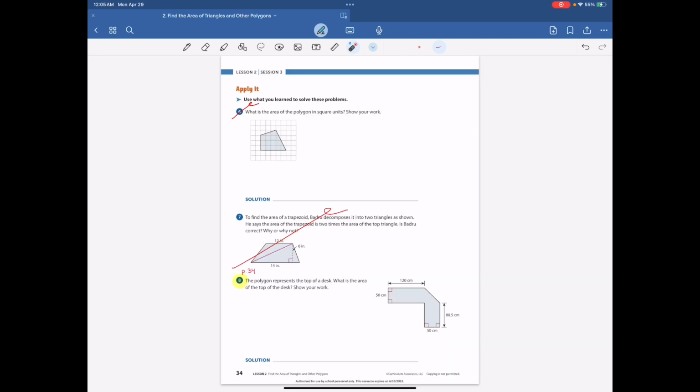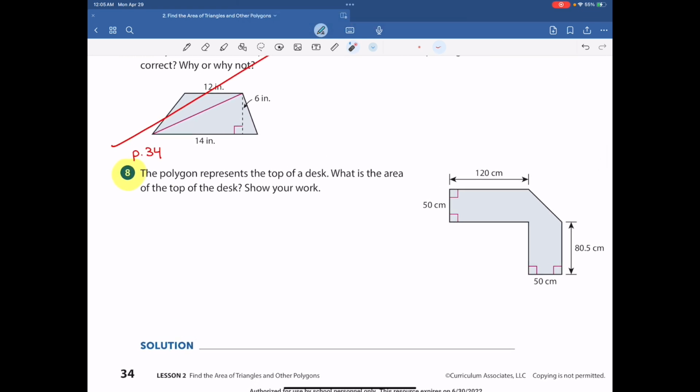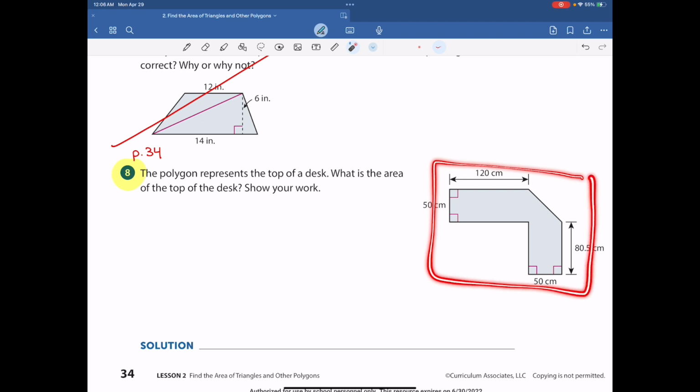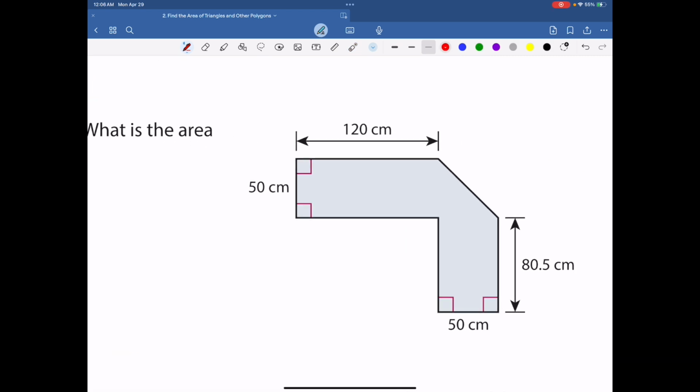Here's page 34, number 8. The polygon represents the top of a desk. What is the area of the top of the desk? Show your work. So we have this crazy shaped desk right here, and we are asked to find the area. And we haven't studied a shape this complex, but what we do know is that we can decompose to come up with easier shapes. So let's decompose this figure this way.